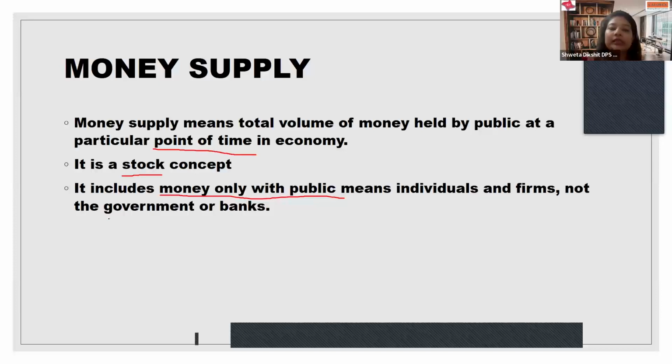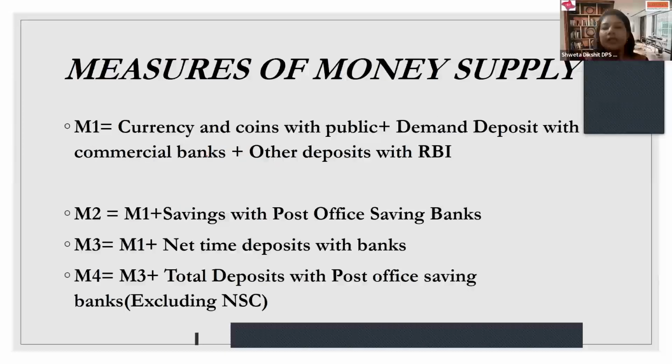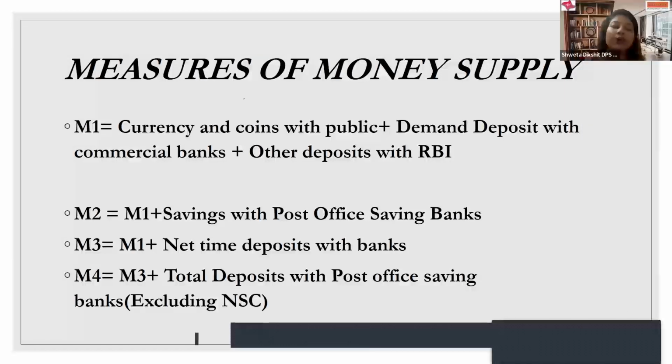And secondly, it doesn't talk about the money which is being held by the government or the banks. So when you're talking about the money supply, you're just talking about the money which is being held by the public in the form of the consumers or the producers. To understand the money supply, we measure how much money is being supplied at present, at a particular point of time. That is measured with the help of four concepts, which is M1, M2, M3, and M4.